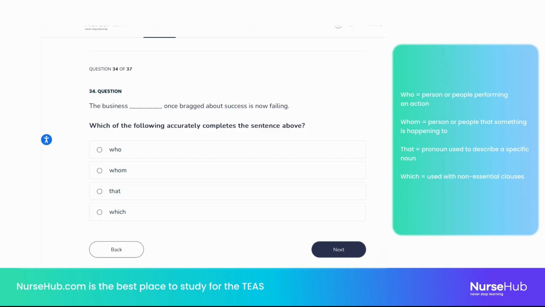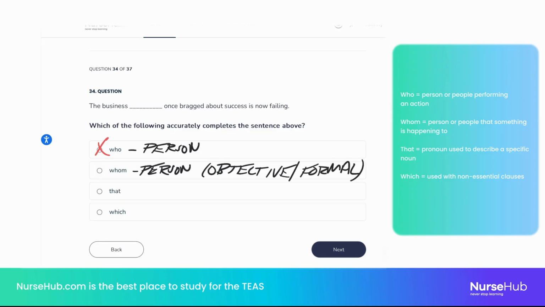All right, so who is for a person or people performing an action. Now we have to ask the question, is the business a person? No, it's not. It's an organization. So let's cross that one off. When do we use whom? That is also for a person, but that is more in the objective, or in some cases, the formal. Now again, if the first one's for a person, we already decided a business is not a person, so we're going to cross that off.